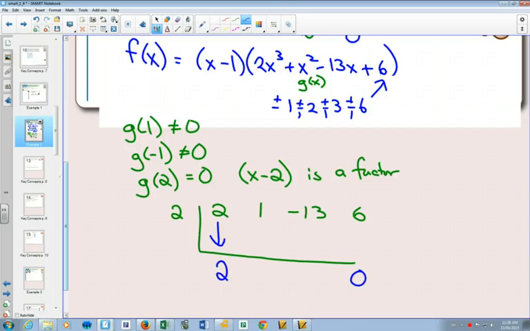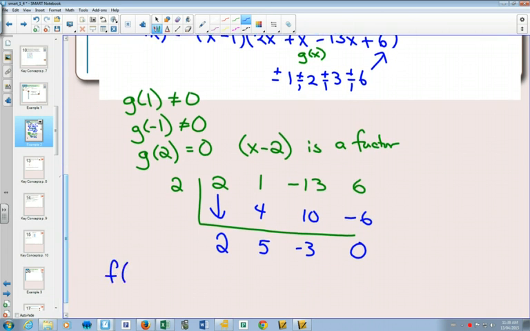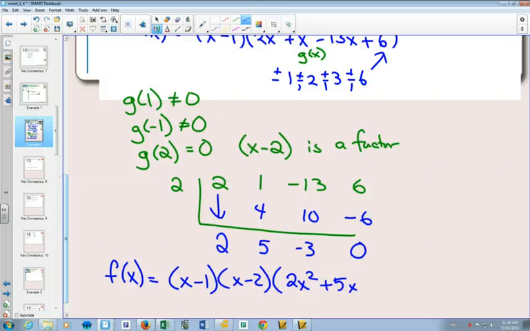Now we should get a remainder of 0. Bring down the 2. 2 times 2 is 4. 1 plus 4 is 5. 2 times 5 is 10. -3. 2 times -3, -6. Yes, it worked. So now we can write our original function f of x. We found out that x minus 1 was a factor from the first one. And now we found out that x minus 2 is a factor from the second time, and we're left with 2x squared plus 5x minus 3.